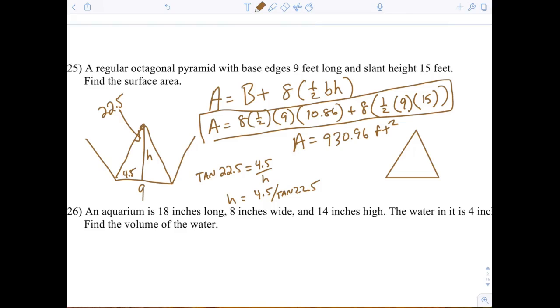Why do you do the plus 8 times 1/2 times 10? Those are the walls of the pyramid. You see what I'm saying? As opposed to this is the base, correct? You agree with that? All right, here we go.